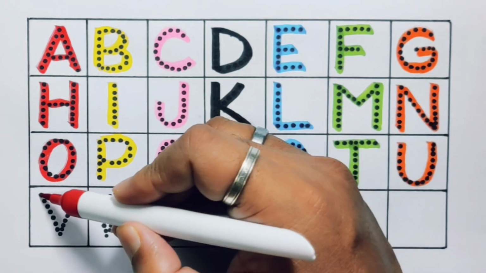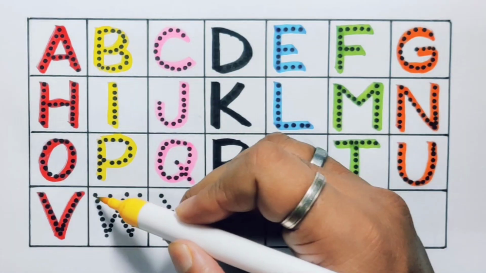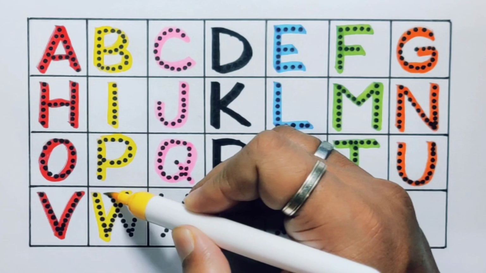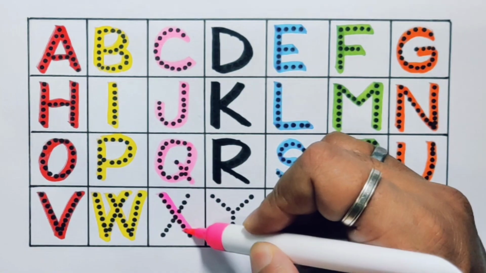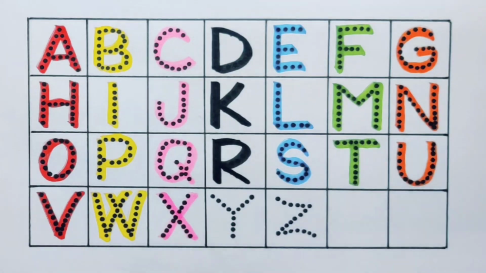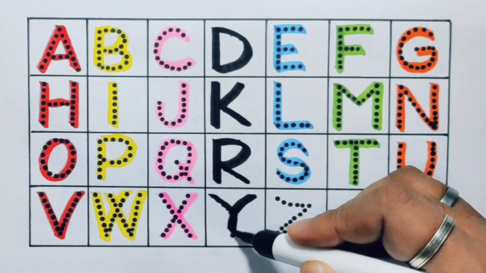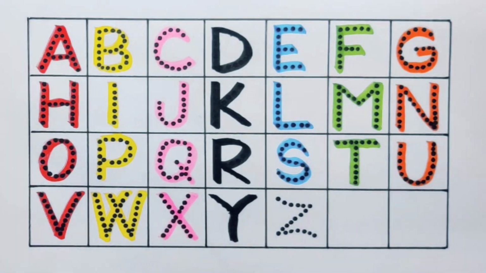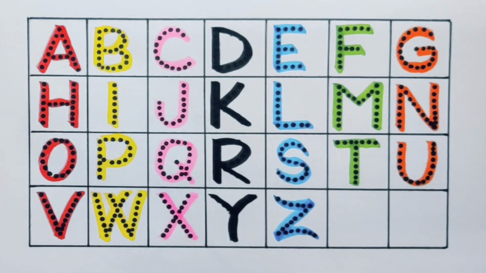V for vegetable. W for water. X for X-ray. Y for yo-yo. Z for zoo. What we learned?